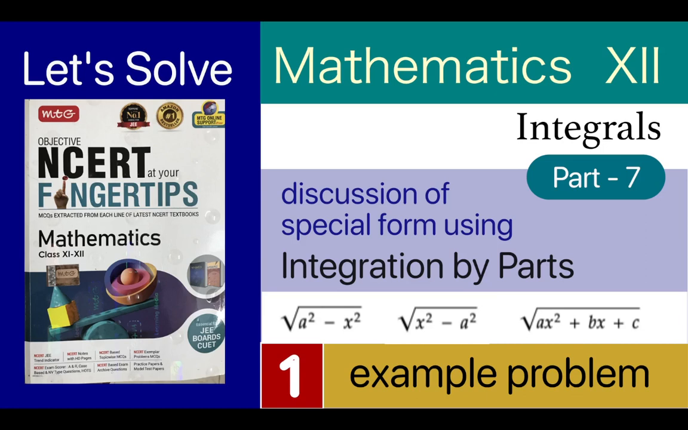It will help you. In this video, I will discuss how to solve the special forms of square root of a square minus x square and square root of x square minus a square using integration by parts. This is only required if you find difficulty in remembering the standard results of these special forms. In that case you can quickly solve it and get the result by using integration by parts. That is what we will discuss in this video. So let's get started.